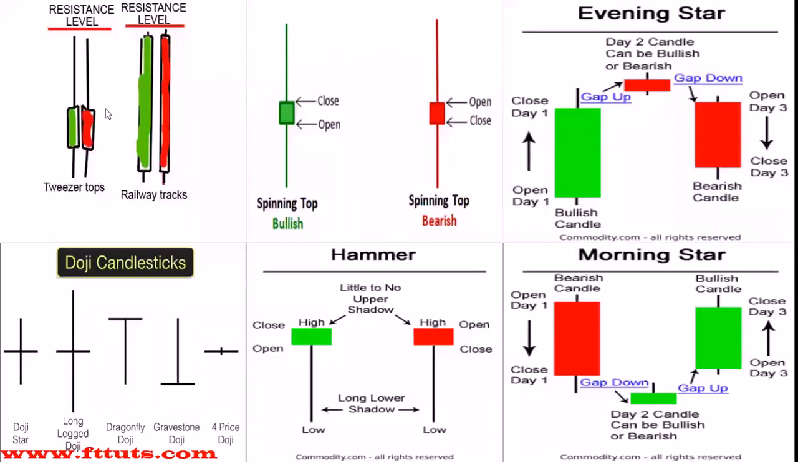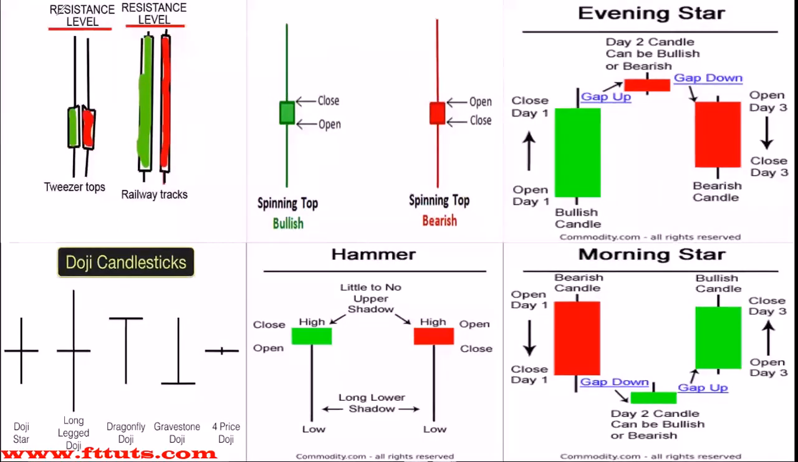Right here, this is our tweezer tops. This is when two pins are basically at the same level, and they both reject off of it. And then there can be a spinning top or bearish top right here, where it's a small body and two tweezers like that. Now, let me move this over here, down here. These are our railroad tracks, not railway tracks, they're called railroad tracks.